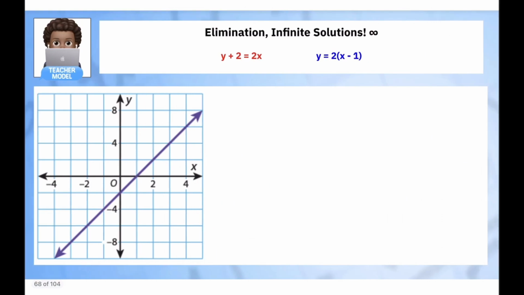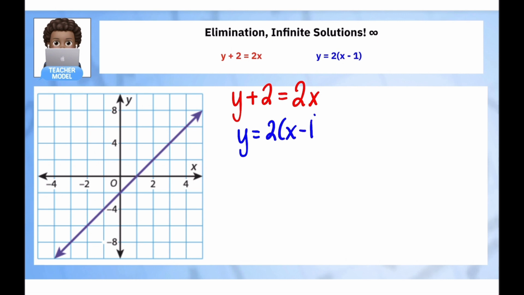And let's try one more. What happens when you have infinite solutions? So same thing. y plus 2 is equal to 2x. And here's my blue. y is equal to 2x minus 1. I do need them in the same form, so I'm going to distribute here and here, and I get y is equal to 2x minus 2.